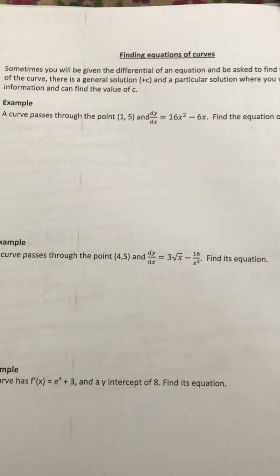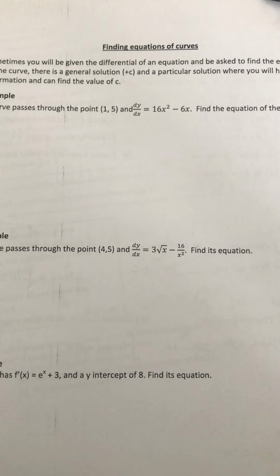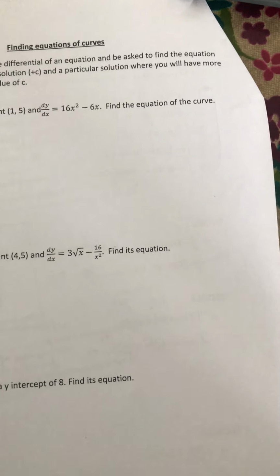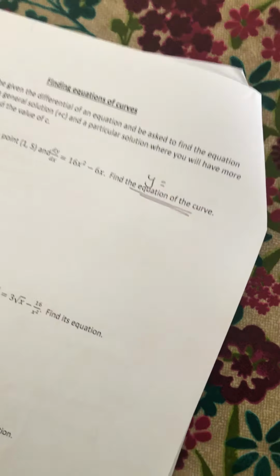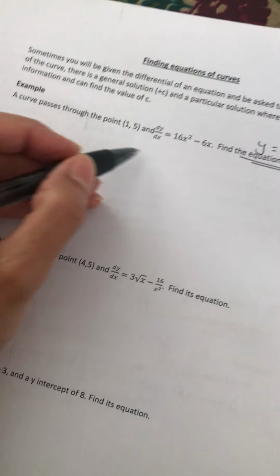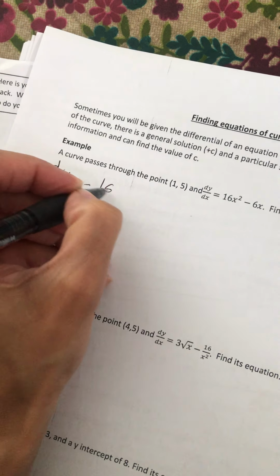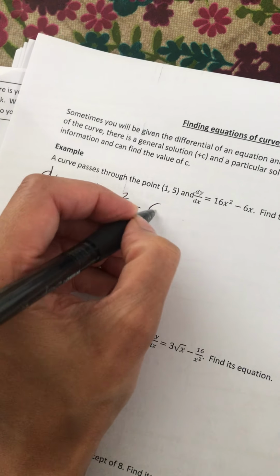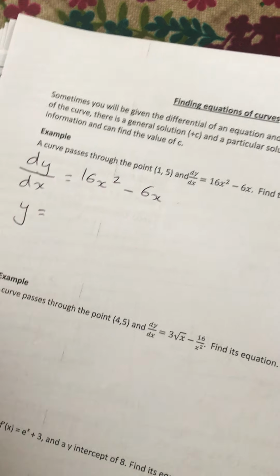It says a curve passes through the point (1, 5), and the gradient function dy by dx is 16x squared minus 6x. Find the equation of the curve. Anytime you see find the equation of the curve, they're asking you to find y equals. So in this case, I'm going to start with dy by dx, and I am going to work backwards. I'm going to integrate to get y.